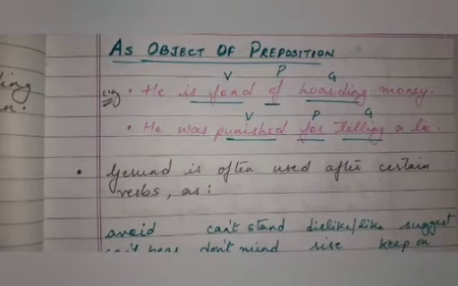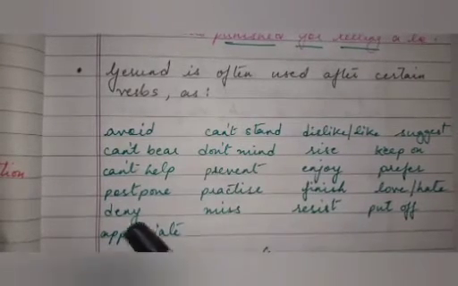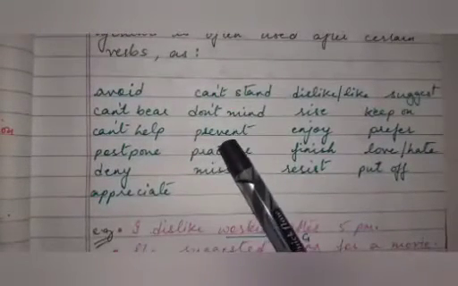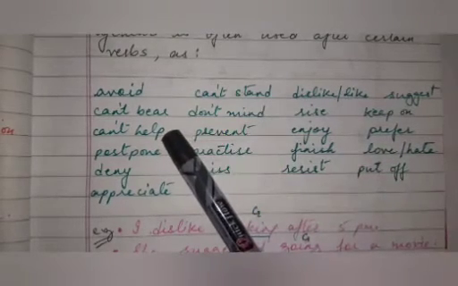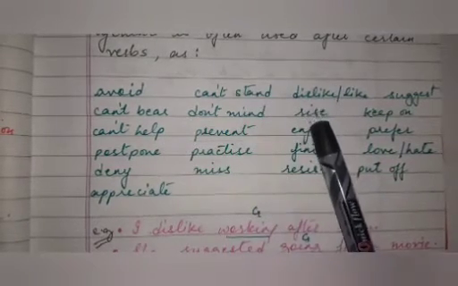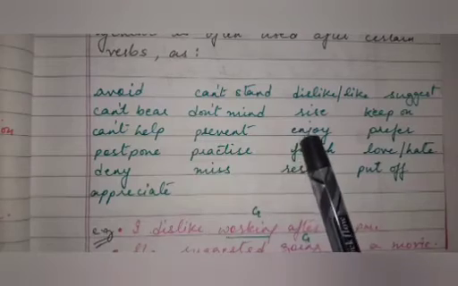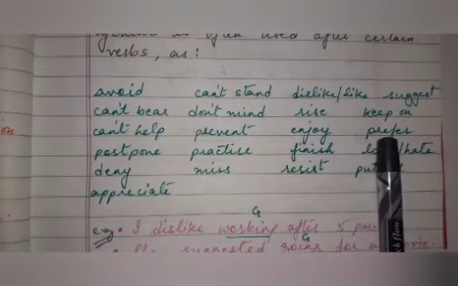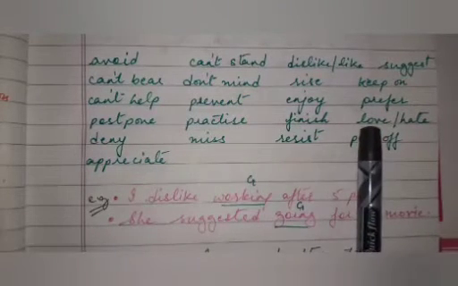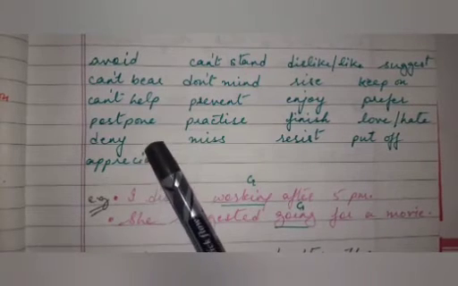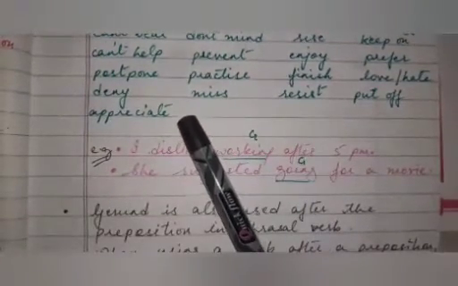Clear? Next we have gerund is often used after certain verbs like avoid, can't stand, dislike, like, suggest, can't bear, don't mind, risk, keep on, can't help, prevent, enjoy, prefer, postpone, practice, finish, love or hate, deny, miss, resist, put off and appreciate.